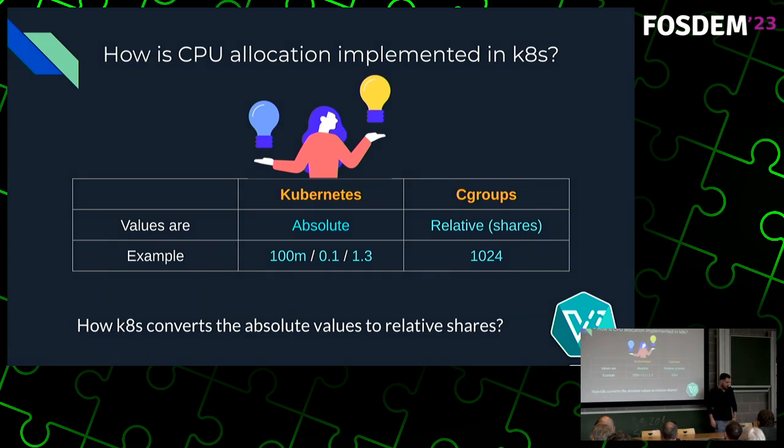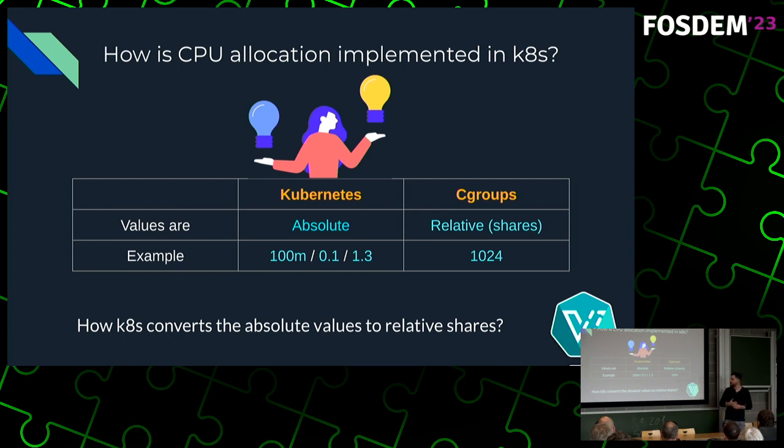So in Kubernetes, all of the values are always absolute, right? When we specify CPU, for example, we can specify 100m, which stands for milli-CPUs, which is similar to 0.1 CPUs, 1.3, whatever, but these are always absolute values. In cgroups, it's all relative, right? It's called CPU shares. The default is 1024, but it doesn't really matter.